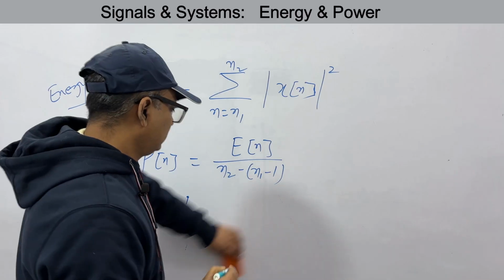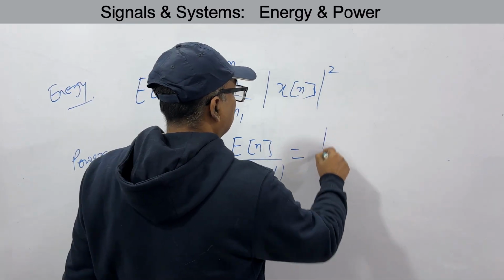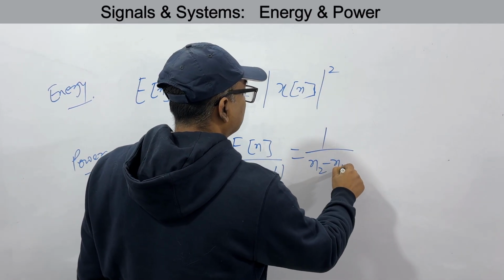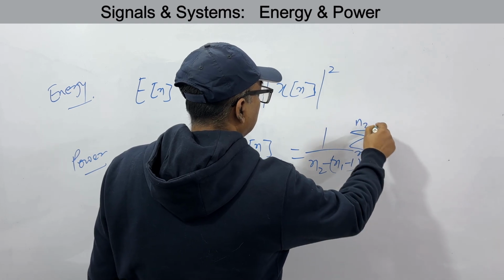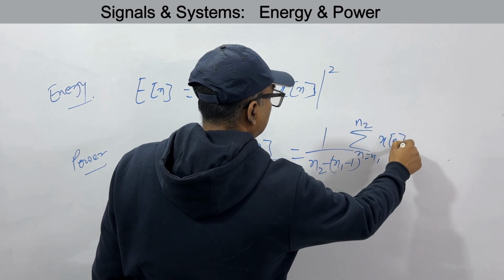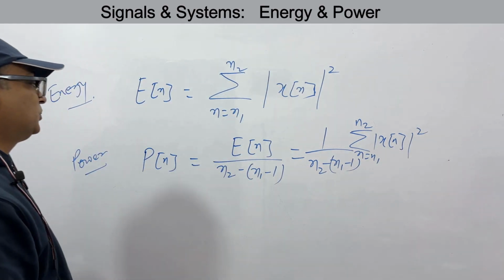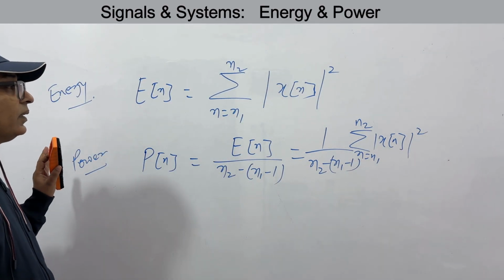Or you can write it directly like this: 1 by (n2 minus n1 plus 1), summation n equal to n1 to n2 of |x[n]|^2. So this is power for discrete signals. Clear?